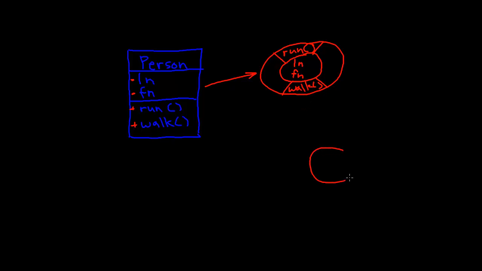So now if we have some other object in the system and it wants to access the walk method, that's fine. If it wants to access the run method, that's fine. But if we try to access inside the object, we're blocked. So this other object, I'll call it object 2 here, is not allowed to access the last name and first name attributes directly. They have to go after those attributes indirectly, and we'll see how to do that later. So this is an example of encapsulation.